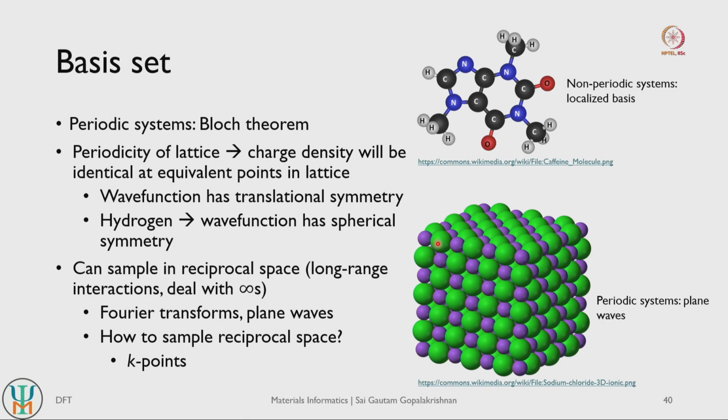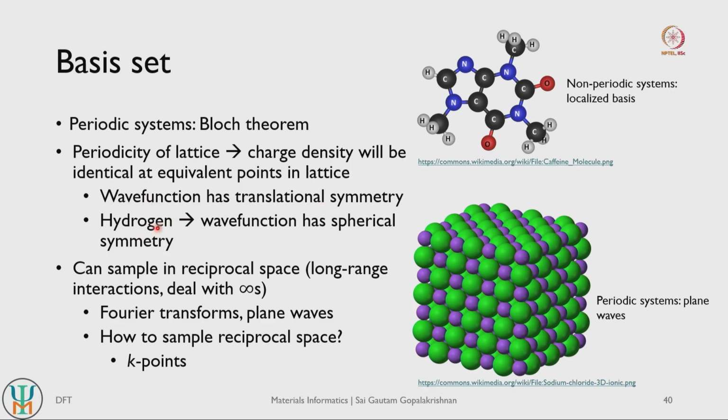And this should translate to charge densities also. So charge densities that you calculate here should be identical to the charge densities that you calculate here, right? So if this condition were to be satisfied, so if charge densities have to obey translational symmetry, then the underlying wave function also needs to have translational symmetry, right? And Bloch theorem basically tells you how these wave functions should look like. So if a wave function has translational symmetry, how should it look like? What kind of functional form should it have, right?